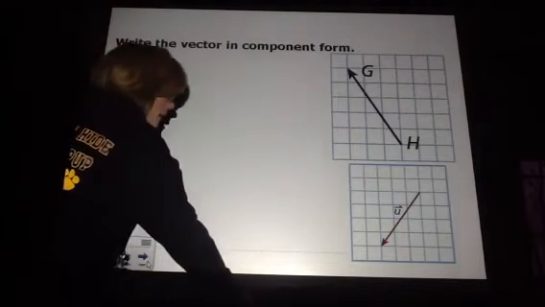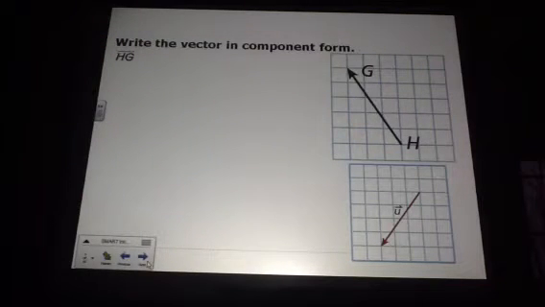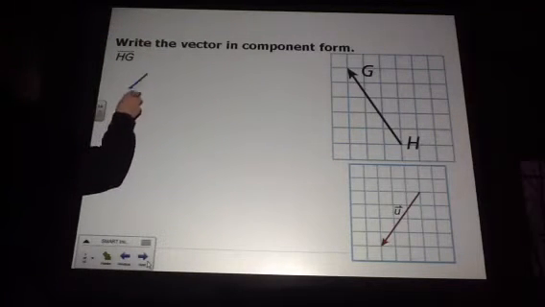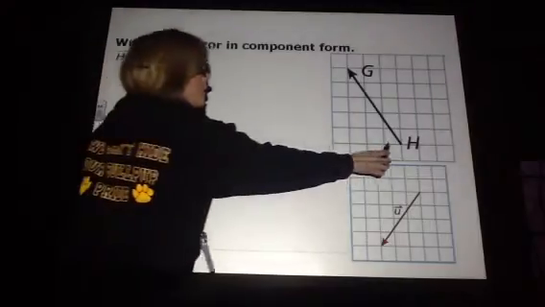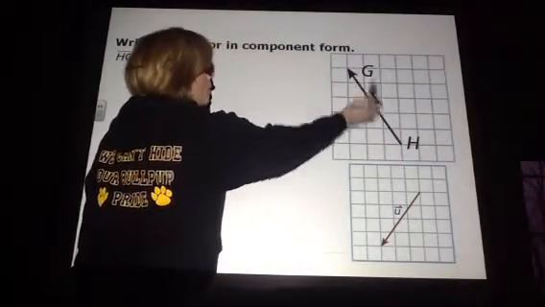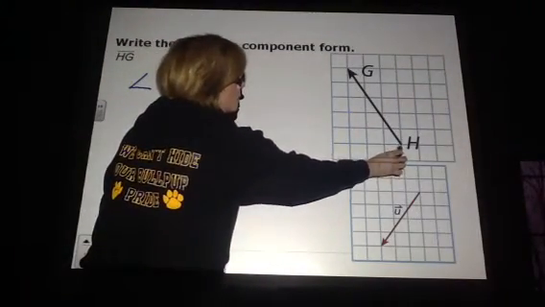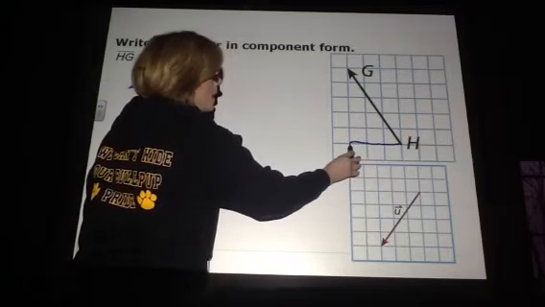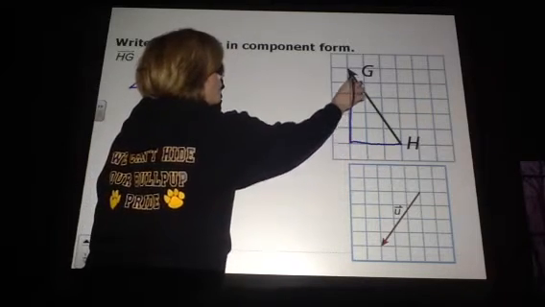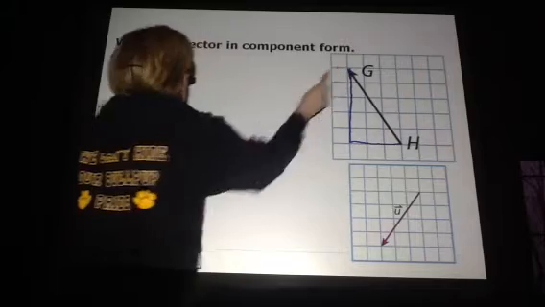So let's write vector HG in component form, okay? So here's my initial, here's my terminal. I go horizontal, 3, and then I go vertical, 5.